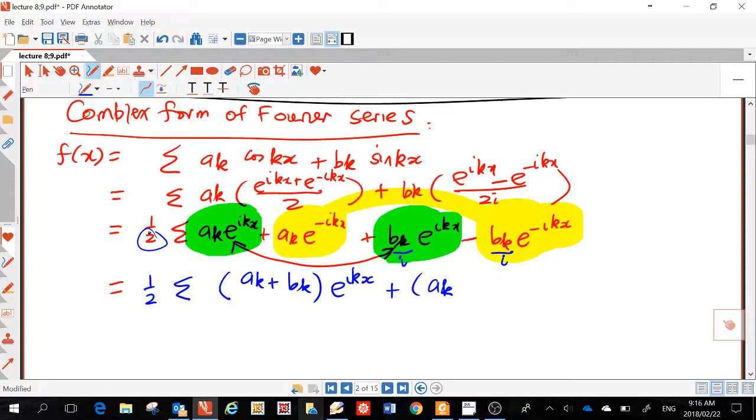So 1 over i. This one, so this should have been a_k minus b_k, minus i b_k. See this part here? It should be minus i, because 1 over i is minus i. I clarified that above. So if I'm grouping these, it will be a_k minus i b_k, those two parts here. Likewise, then it will become a plus b_k i, a_k plus i b_k, e^(-ikx).